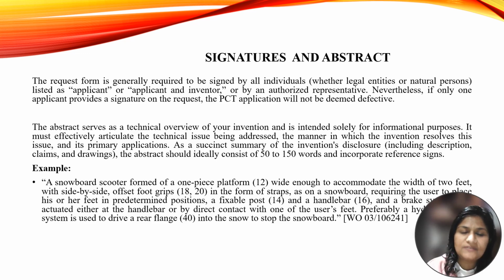The abstract serves as a technical overview of your invention and is intended solely for informational purposes. It must effectively articulate the technical issue being addressed, the manner in which the invention resolves this issue, and its primary applications, as a succinct summary of the invention's disclosure, including description, claims, and drawings. The abstract should ideally consist of 50 to 150 words and incorporate reference signs. For example, here we have written one example of the abstract, how it should look.